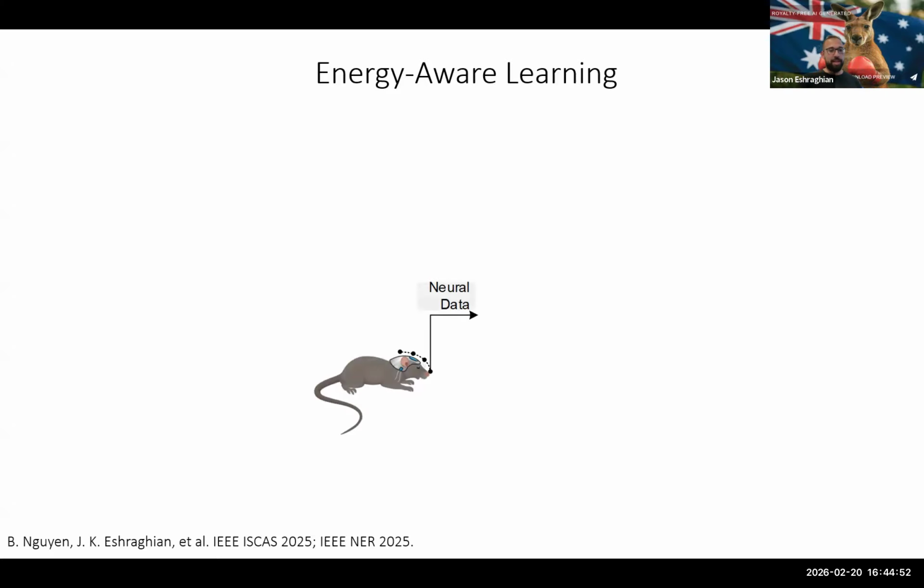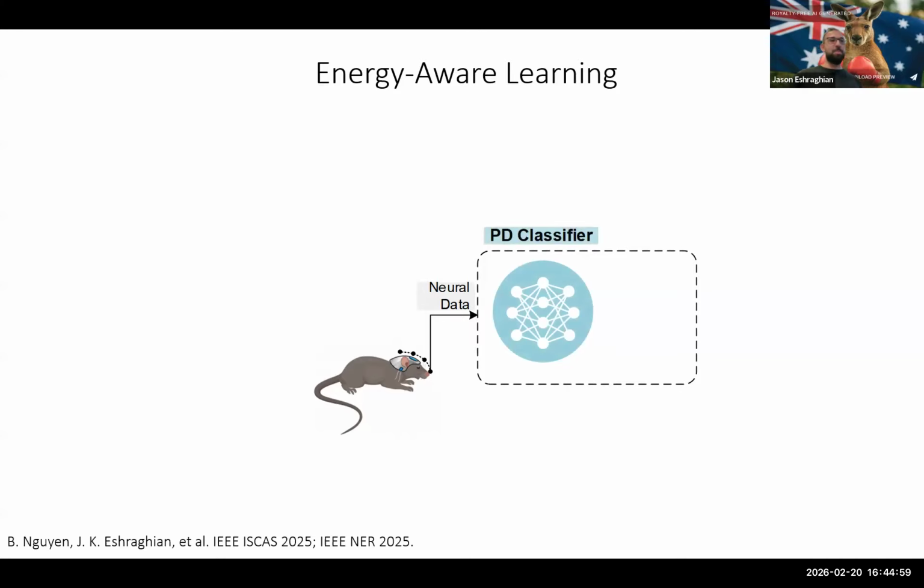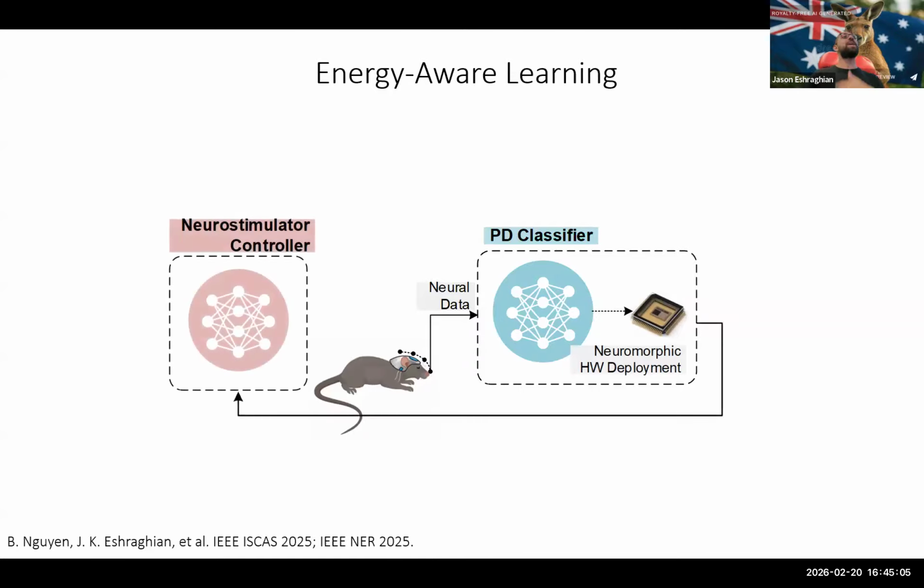So the setup looks something like this. Take a rat model, really, represented with 80 Hodgkin-Huxley neurons. So a very simplistic model. You feed neural spiking data into a Parkinson's disease classifier that might be deployed on neuromorphic hardware. That tells a controller what to do, and you feed back the decision that the controller makes into the rat. The most obvious reward signal is efficacy. Did you suppress Parkinsonian behaviors?